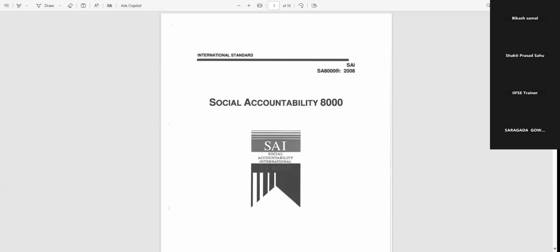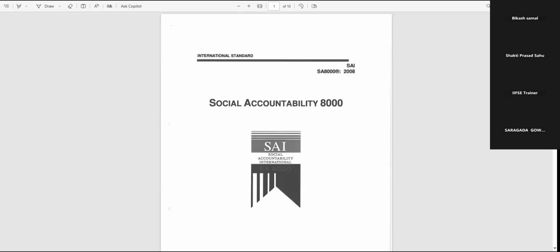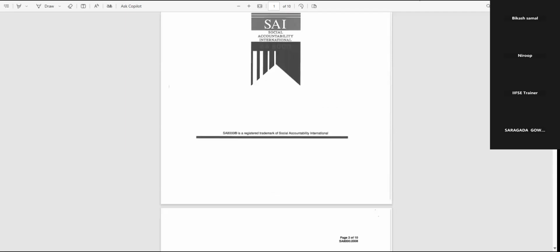अरे यार जो ओपन होता है ये क्यों नहीं दिखता है यार. Is it visible now? My screen? Yes, sir. Okay, fine.